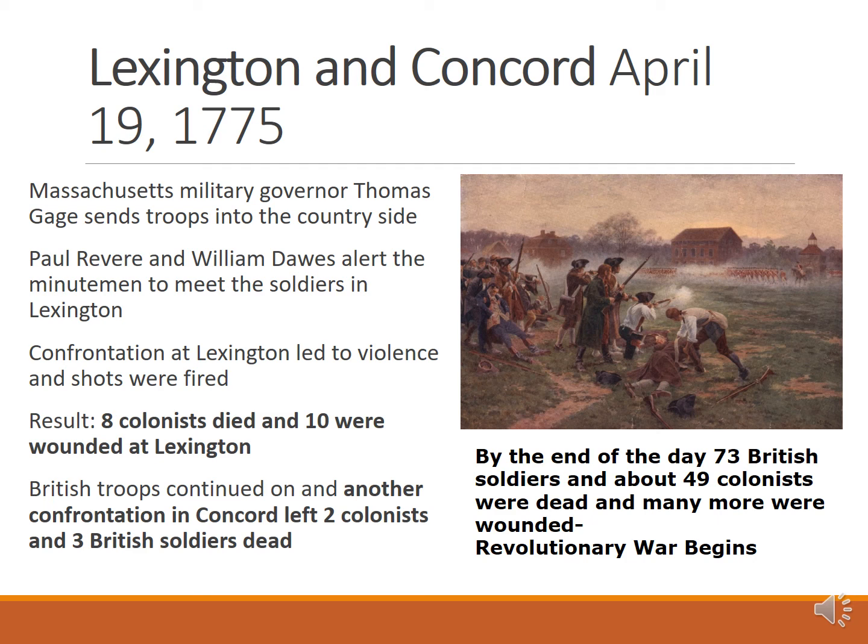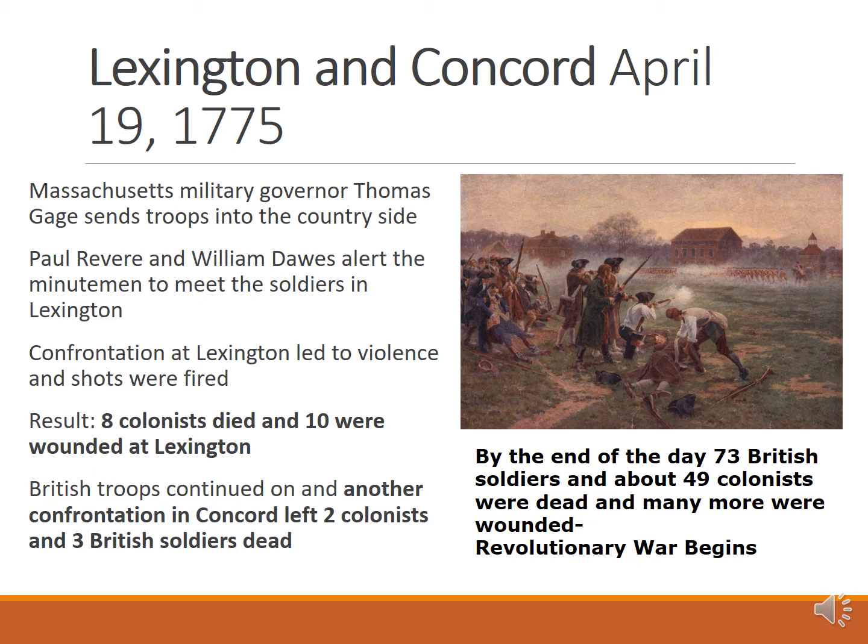And the result of this confrontation at Lexington is that 8 colonists will die and 10 were wounded. And the British soldiers continue on to Concord. Now, by the time they get to Concord, another militia force has gone out to meet them there. And they actually set up kind of a trap for them near this covered bridge. And that will eventually lead to the death of 2 more colonists and 3 British soldiers.